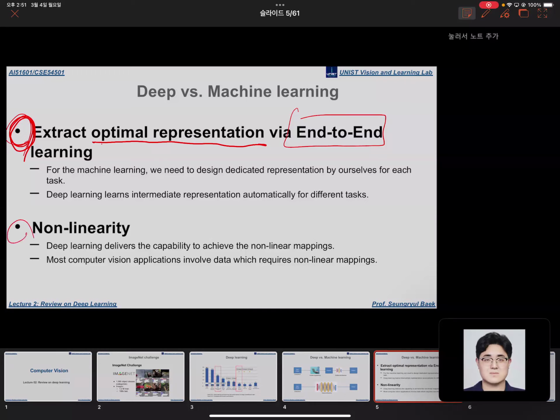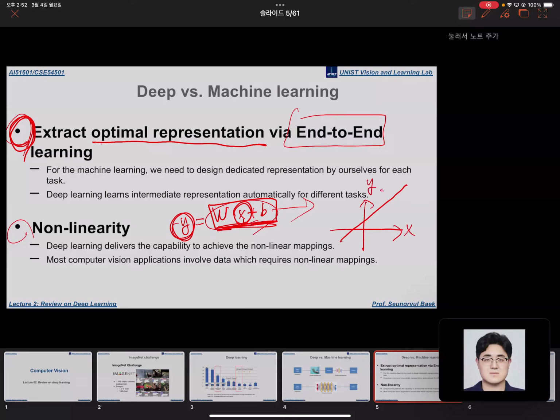And the second one is nonlinearity. So this is mathematically proven: if you use just one layer that does this operation, it is kind of linear. It is doing a linear mapping between input and output y. So let's say this is the input x, and this is the output y. Then this is a linear equation. So their graph looks like this, right?